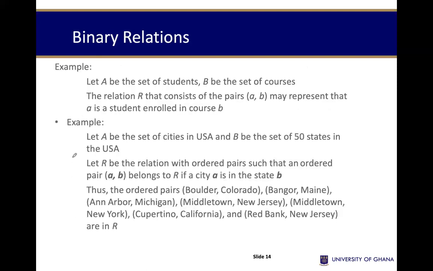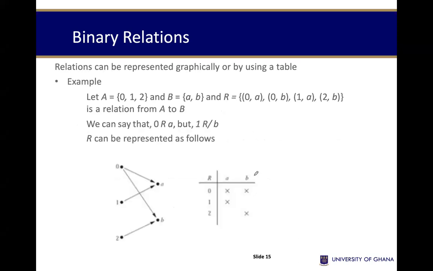So let A be the set of students, B be the set of courses. The relation R that consists of the pairs (a, b) may represent that a student a is enrolled in a course b. This is straightforward. The same applies to cities: let A be the set of cities in the US, B be the set of 50 states in the US. Then let R be the relation with ordered pairs such that an ordered pair (a, b) belongs to R if a city a is in the state b. So those are things we can grasp.